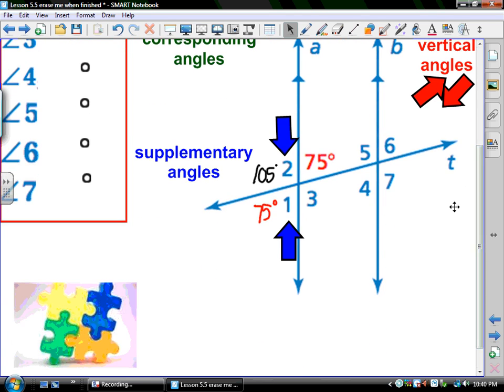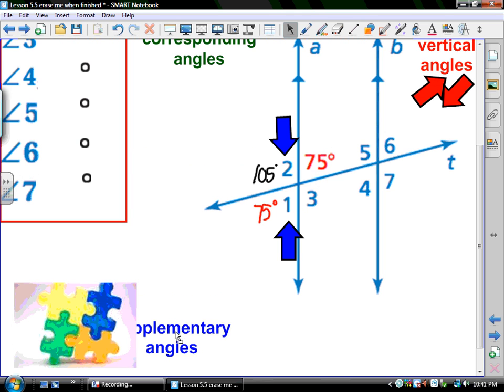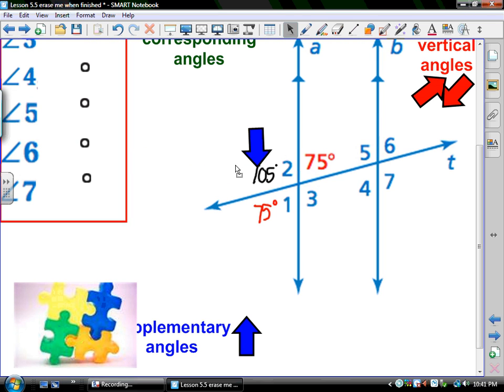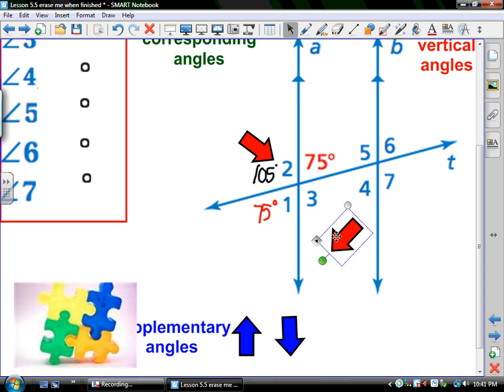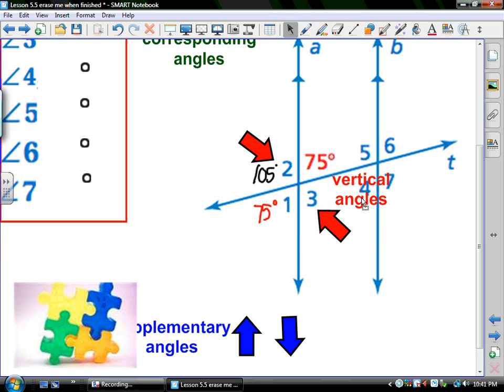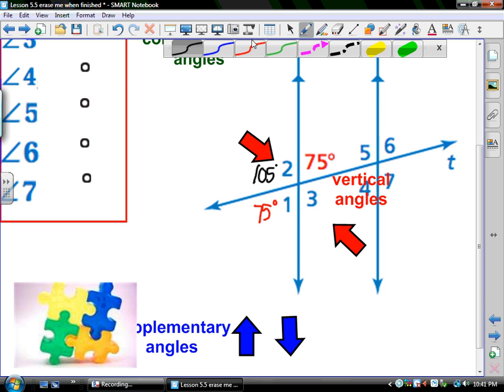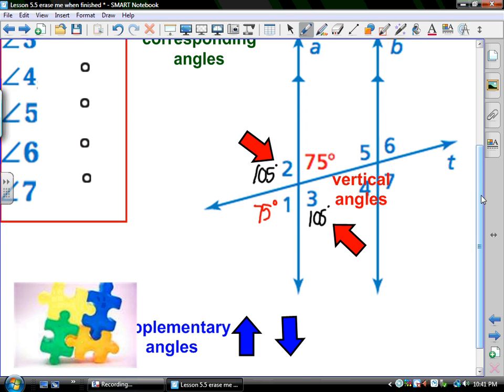Alrighty. Now, if we go back to the vertical angles, thanks for your help, supplementary. Go take a break. We'll use you later. Vertical angles, guys. Do a little rotation. We have vertical angles. So if this is 105, by definition, vertical angles are congruent. Angle 3 has to be 105.